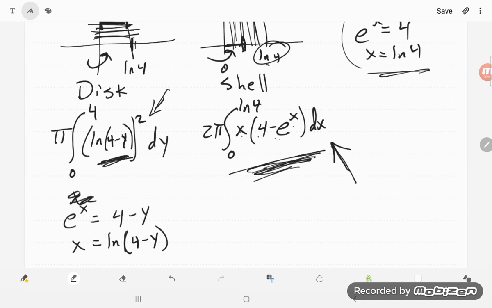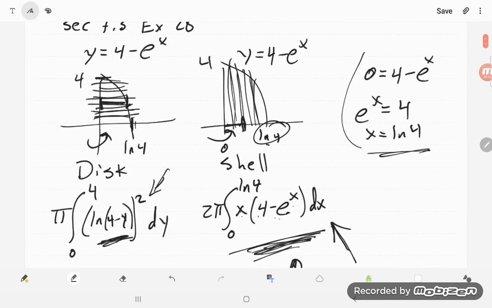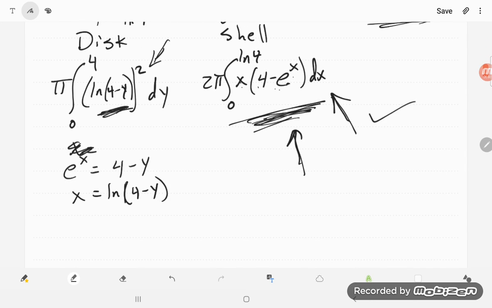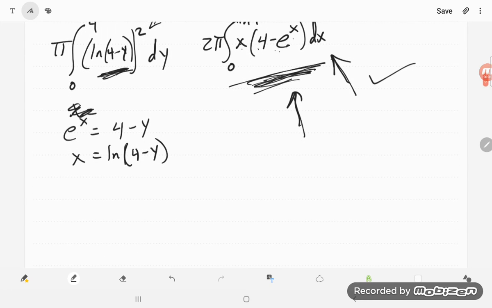Now, given that, in calculus 1, we don't know how to do either of these antiderivatives, then I think I'd still choose this one, just because I like setting things up where I slice up the x-axis. So I think I would prefer this one. So I'll go with the shell method on number 28.